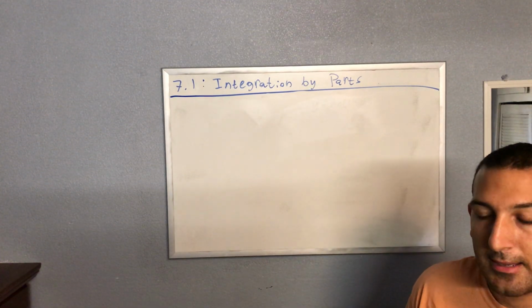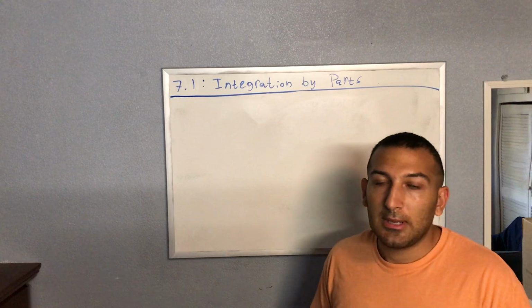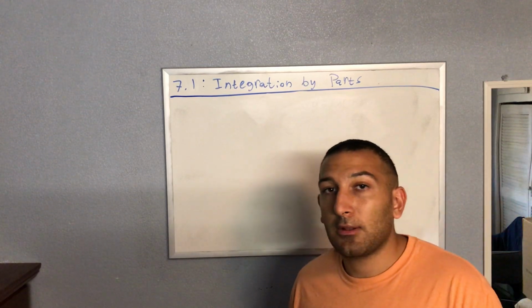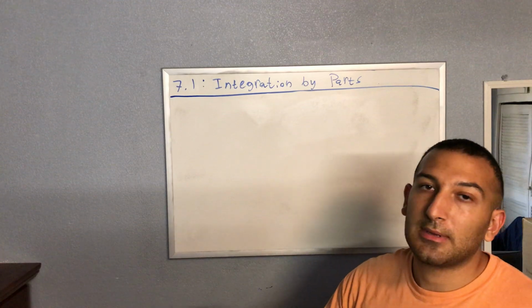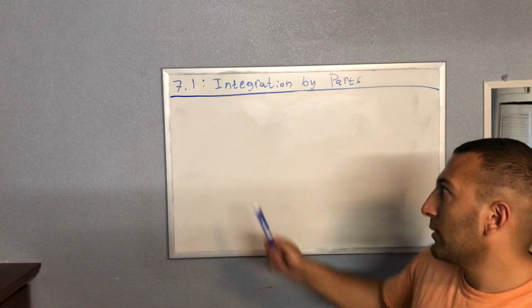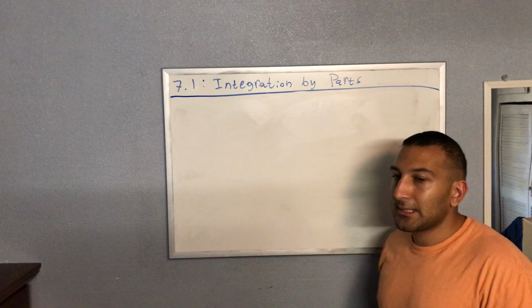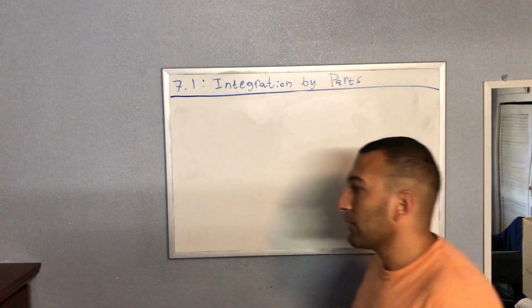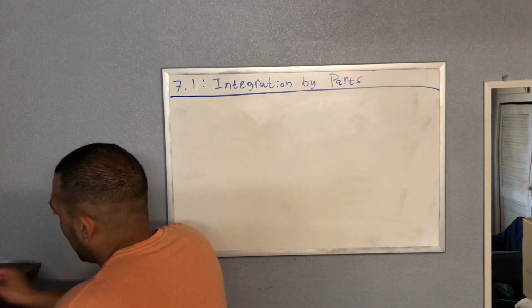So we had U substitution. And U substitution was kind of like the analog to the chain rule of derivatives. The new technique, integration by parts, is the analog to the product rule. And let's see why.